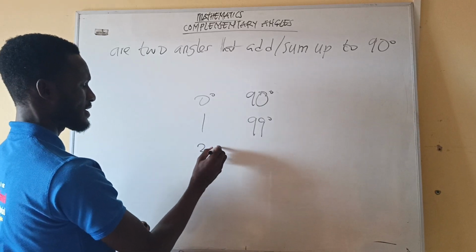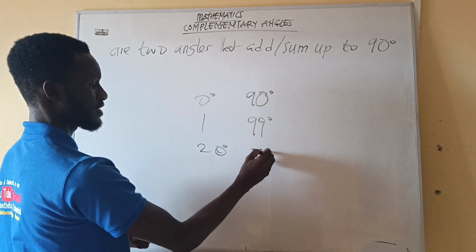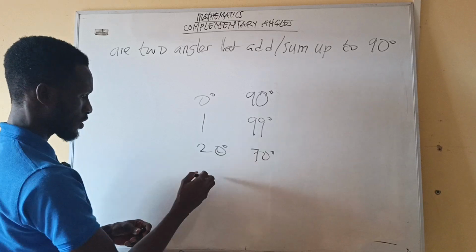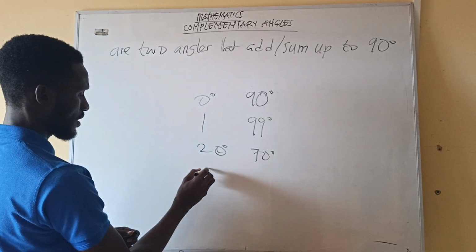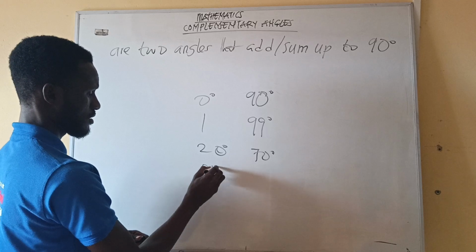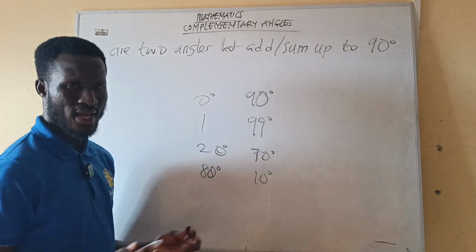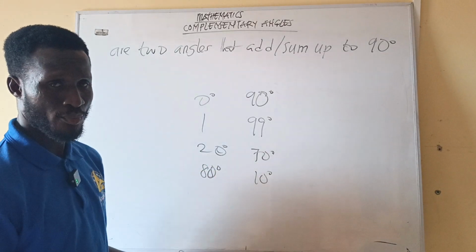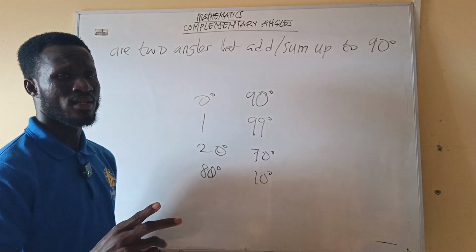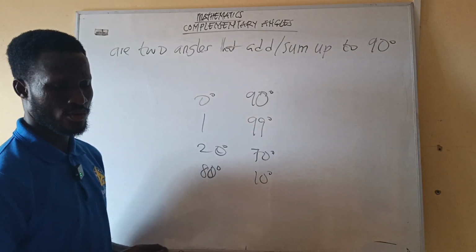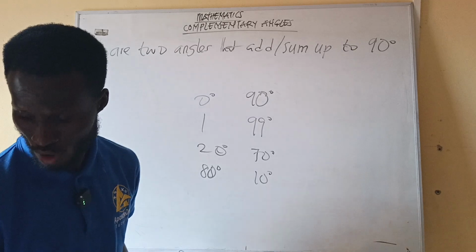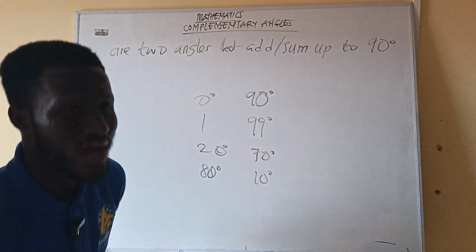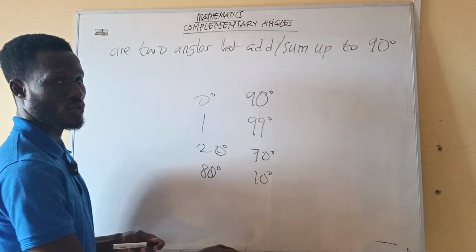Now, I can talk about 30 degrees and then 60 degrees. Yes, I can talk about 80 degrees and then 10 degrees. These are examples of complementary angles. Two angles that add up to 90 degrees, we consider those angles as complementary angles.